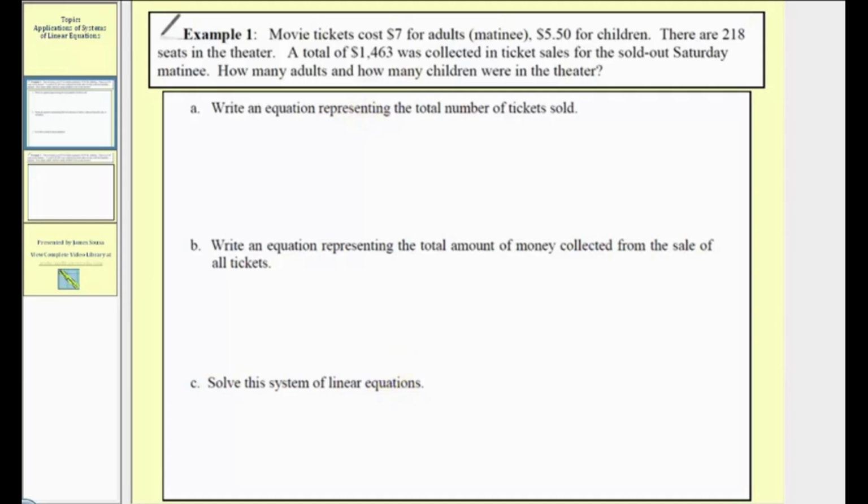Let's highlight the important information here. Adult tickets cost $7 each. Children's tickets cost $5.50 each. There are 218 seats in the theater. A total of $1,463 was collected, and the theater was sold out on this day. So there are two unknowns here. We don't know how many adult tickets were sold or how many children's tickets were sold.